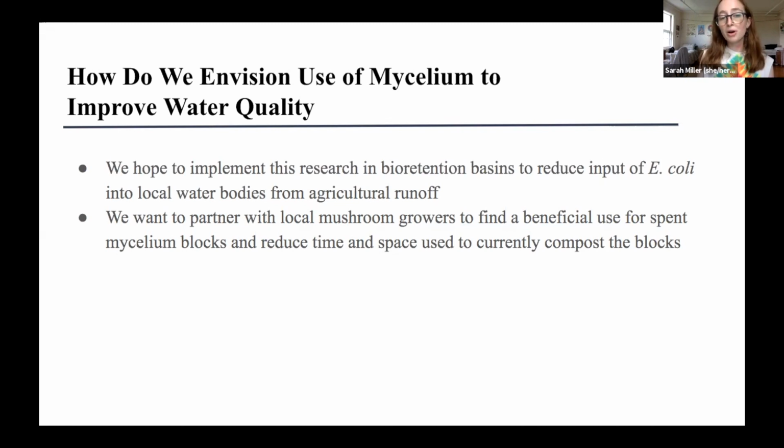We also hope to partner with local mushroom growers to find beneficial usage for the spent mushroom blocks because they take a lot of time and energy for mushroom growers to manage, as well as a lot of space to compost the blocks. And if we can find a beneficial use for these mycelium blocks, we would be creating a circular economy for the blocks to find a better usage.